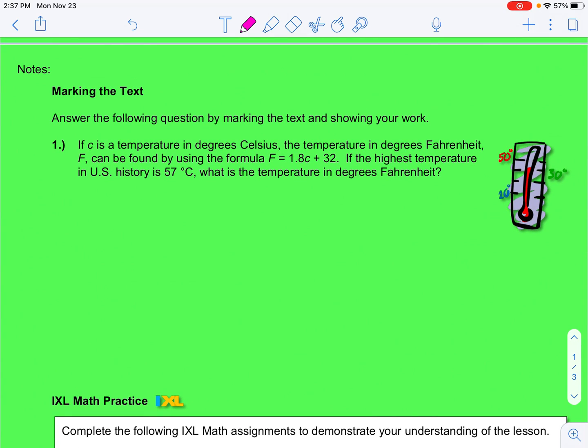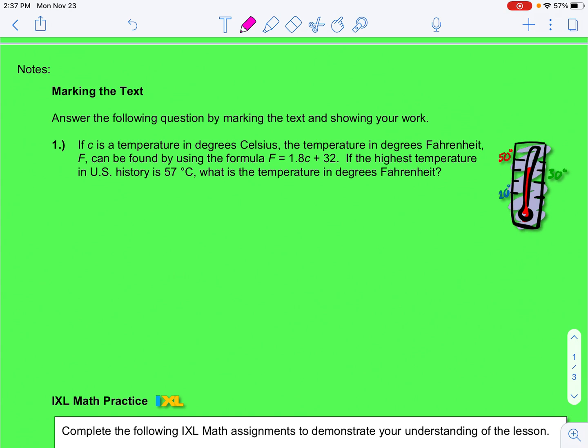Marking the text. We need to answer the following question by marking the text and showing our work. So if C is a temperature in degrees Celsius, the temperature in degrees Fahrenheit, F, can be found by using the formula F equals 1 8/10 C plus 32. If the highest temperature in the U.S. history is 57 degrees Celsius, we want to know what the temperature is in degrees Fahrenheit.